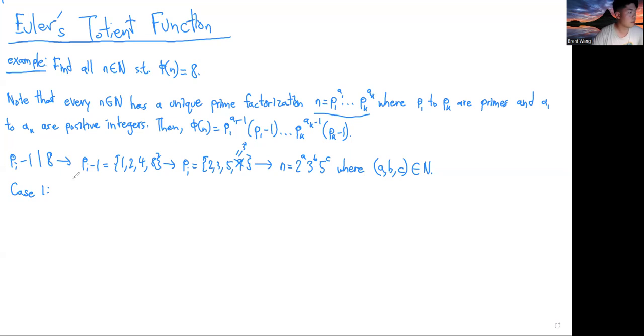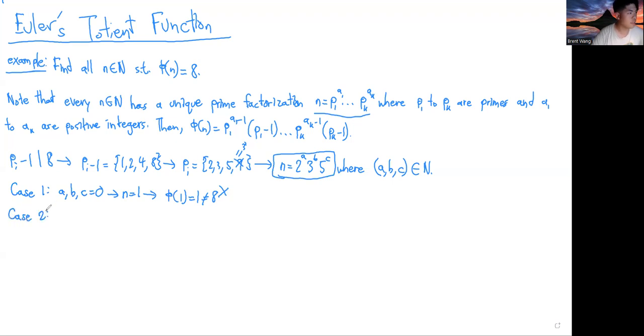Case 1, here's how you do it. Case 1 is if a, b, and c are all equal to 0. I'm going to box this part because we're going to refer to this for the rest of the question: 2 to the a, 3 to the b, 5 to the c. Then n is essentially equal to 1. Then phi of 1 is equal to 1, not equal to 8. So this doesn't work. Case 1 is not valid.